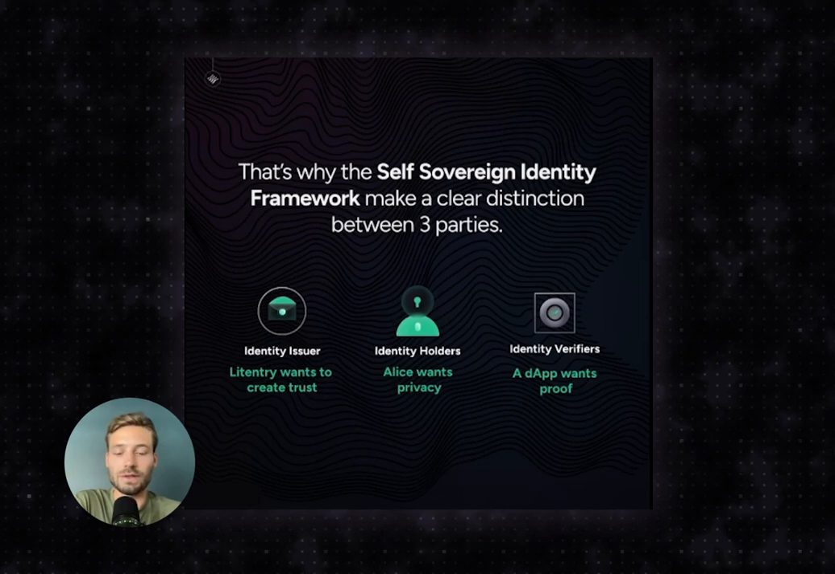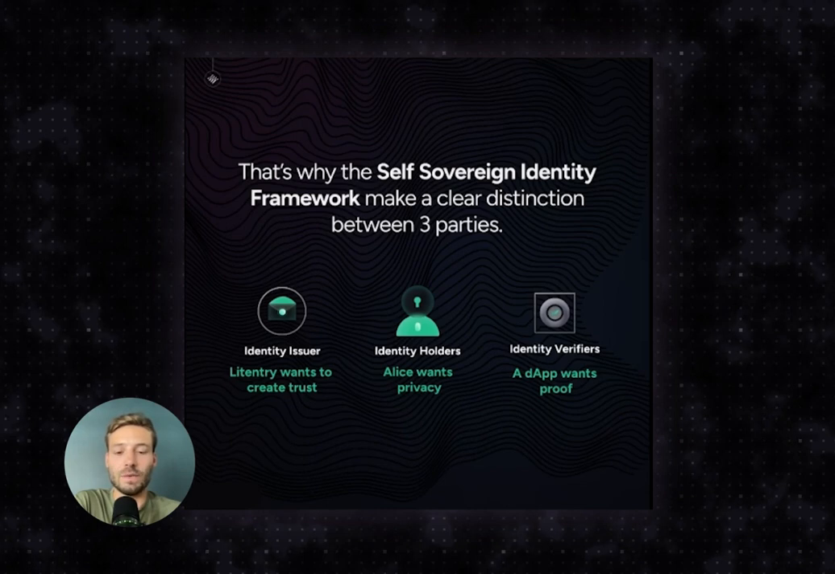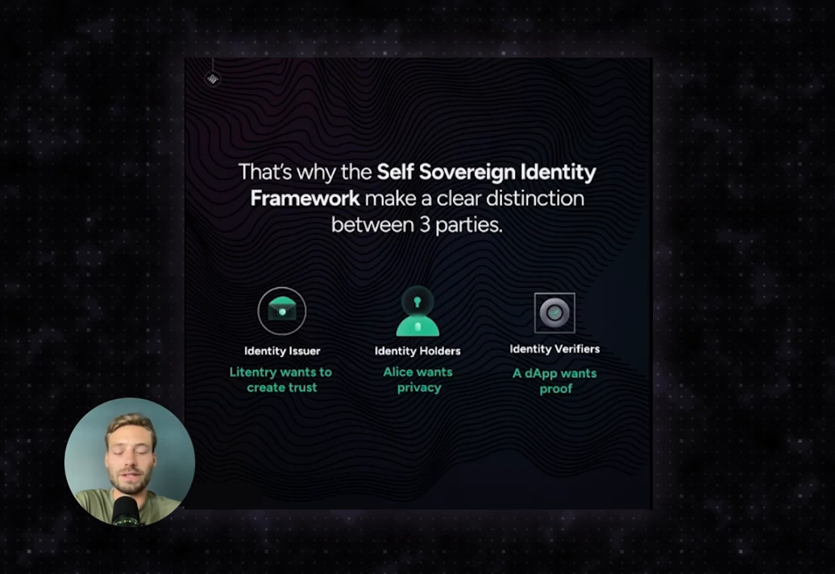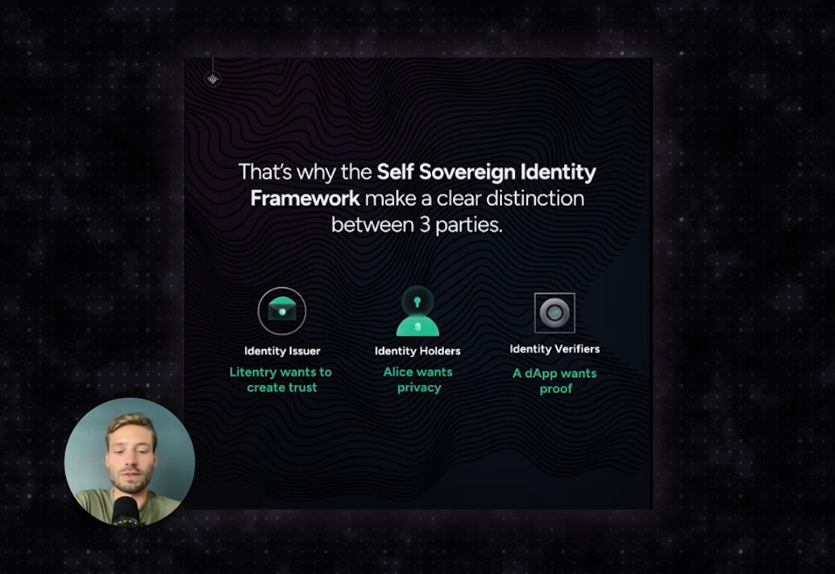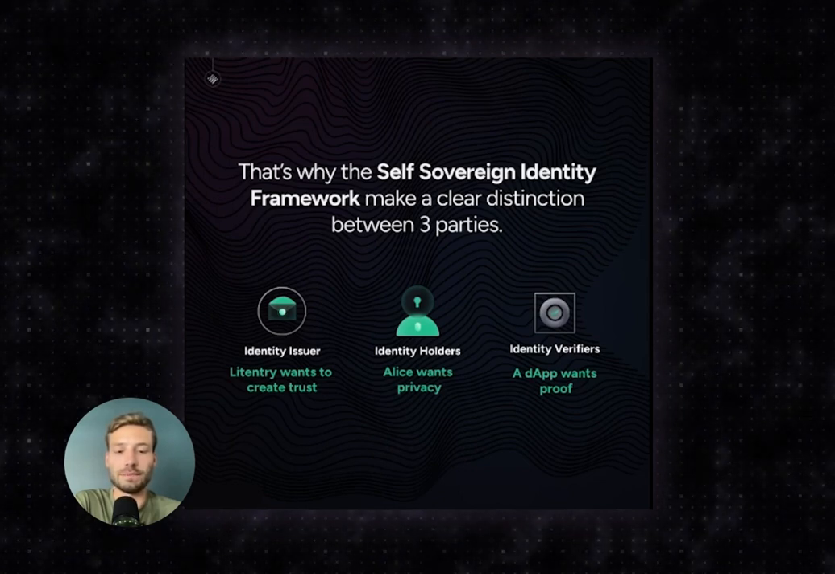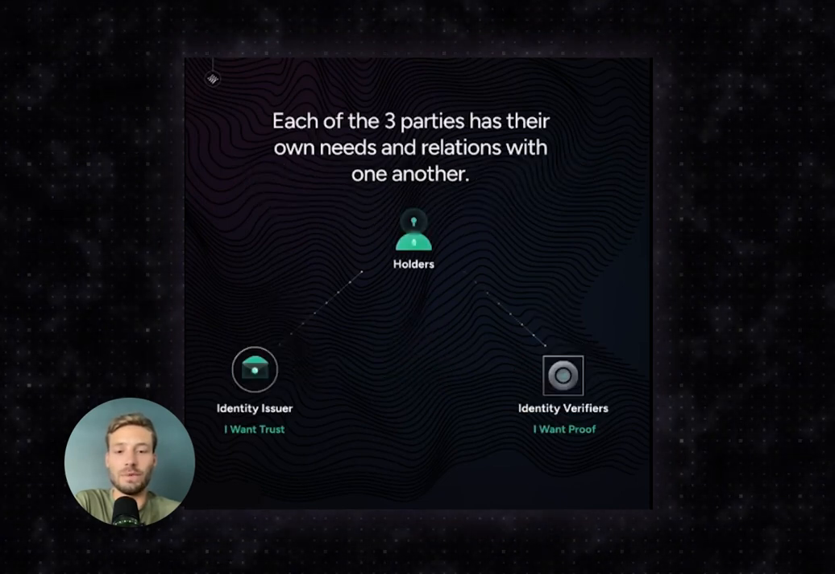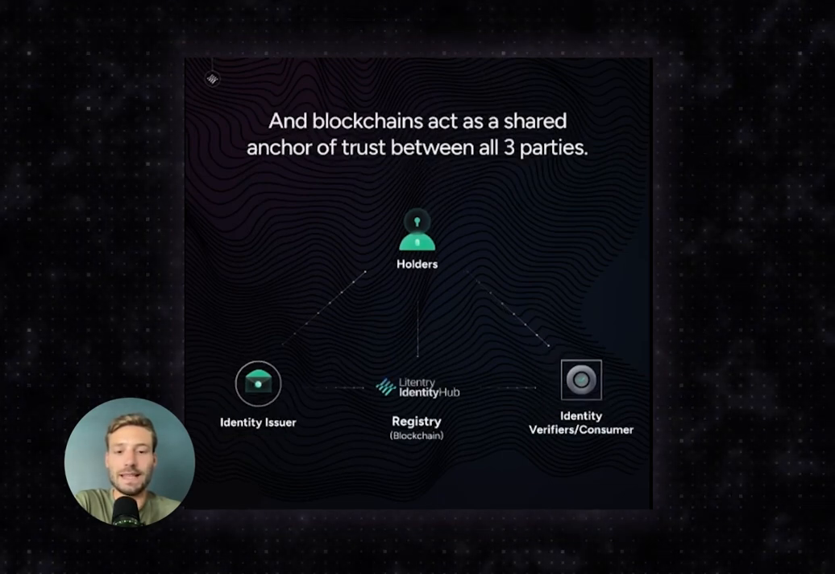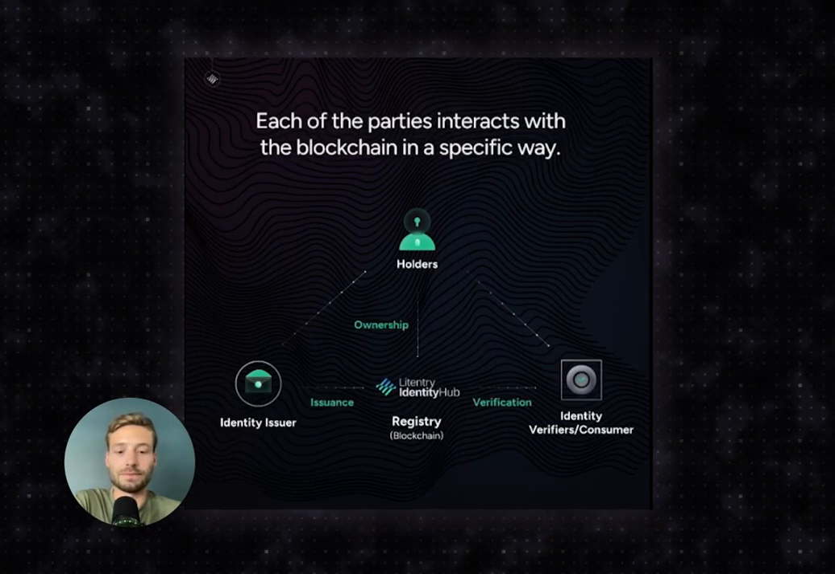In a self-sovereign identity framework, we have three players, such as the identity issuer, in this case Litentry, who wants to create trust amongst all participants, the identity holder, such as Alice, who wants maximum privacy and data portability, and the identity verifier, such as a decentralized application or an identity data consumer, who wants proof that the data is truthful and who wants to rely on a trustworthy system. Now, each of these three parties has their own needs and relationship to one another. And exactly the blockchain comes in to create that shared anchor of trust that they all rely on.